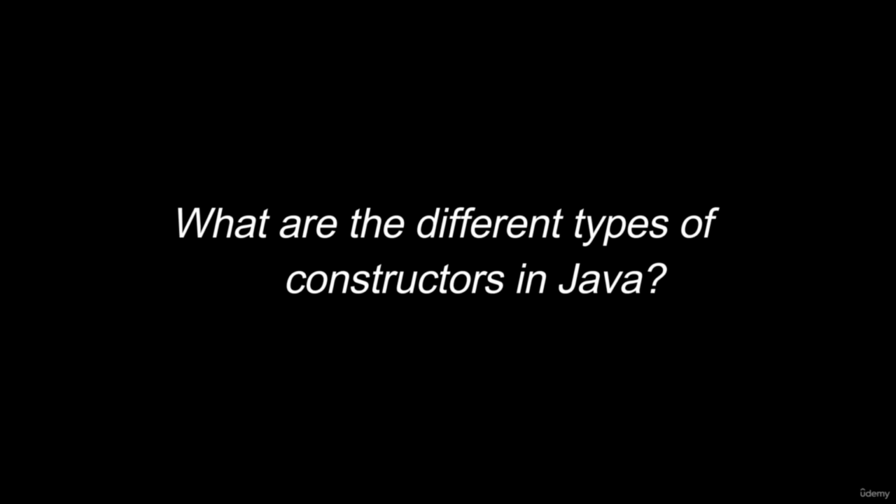What are the different types of constructors in Java? There are three different types of constructors in Java: default constructor, no argument constructor, parameterized constructor. Default constructor. When we do not create any constructor, the Java compiler internally creates a default constructor that has an empty body. This constructor will not be visible to us.